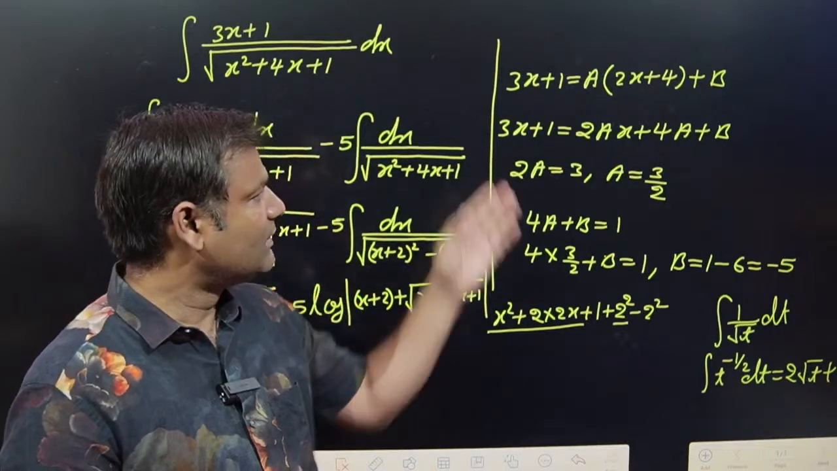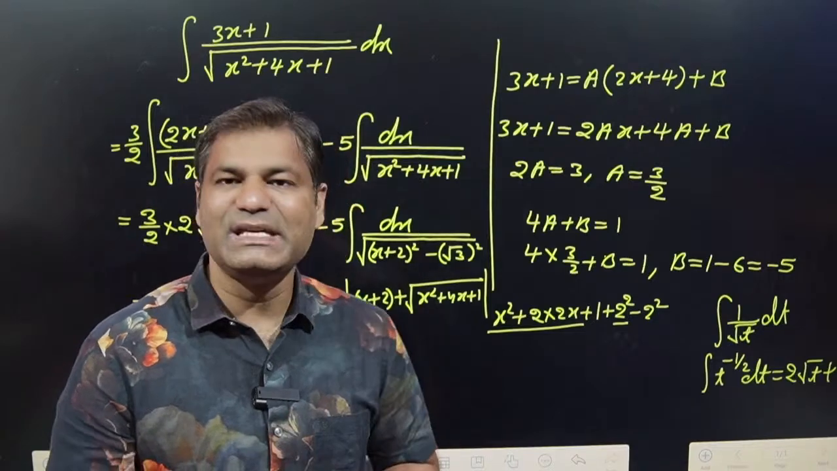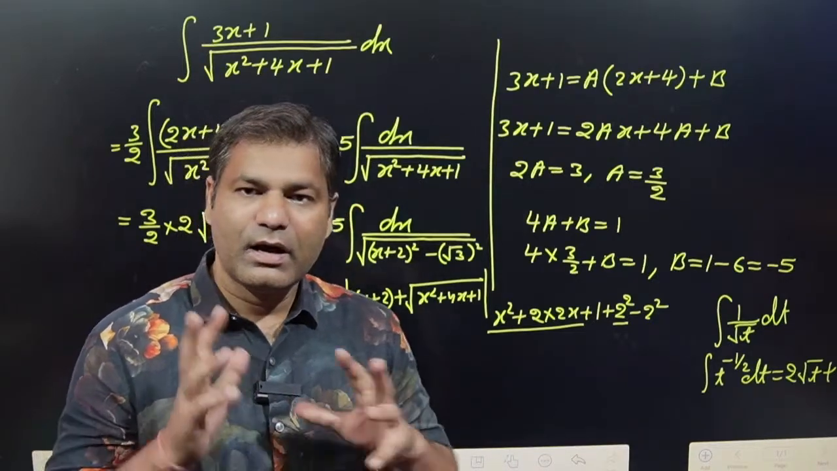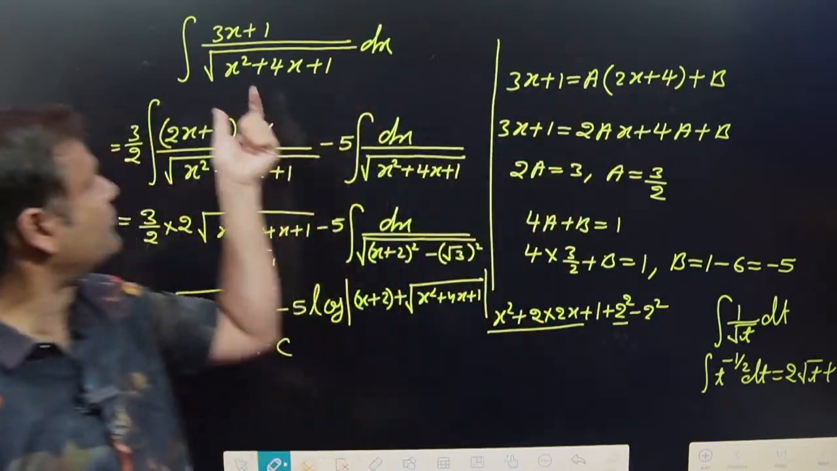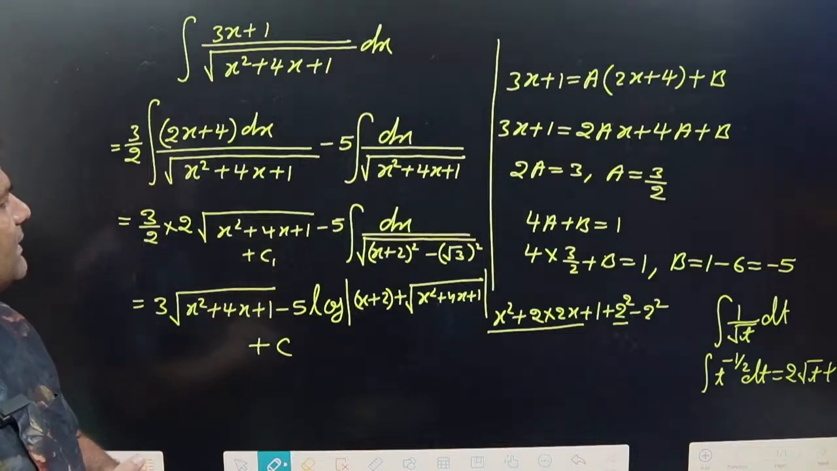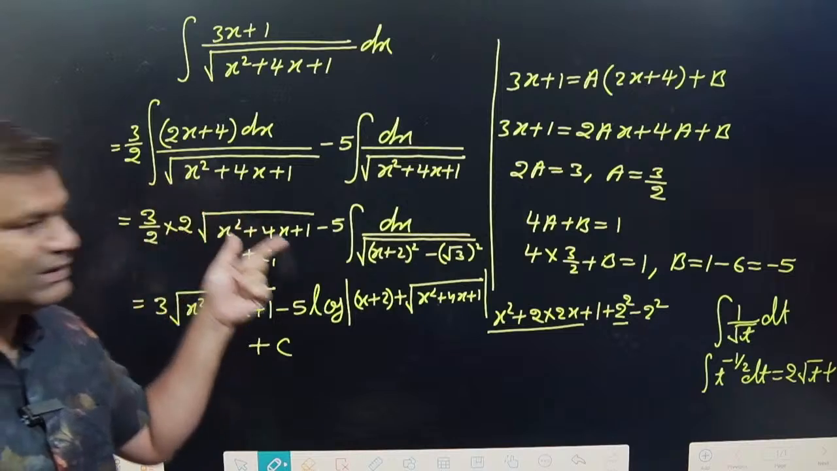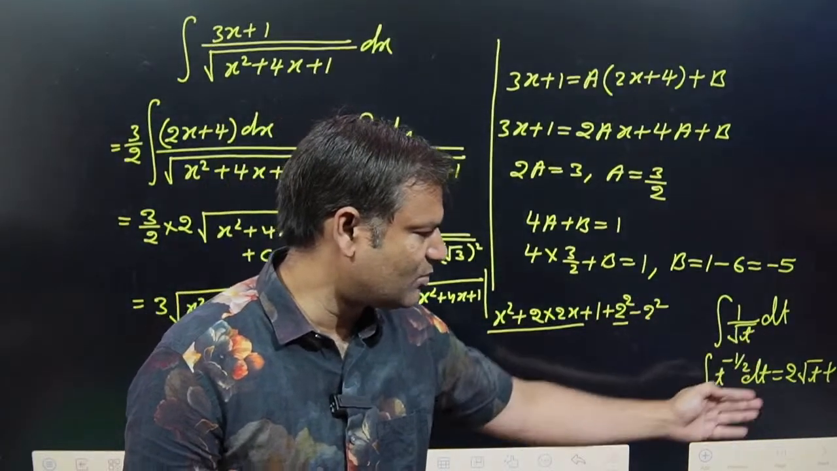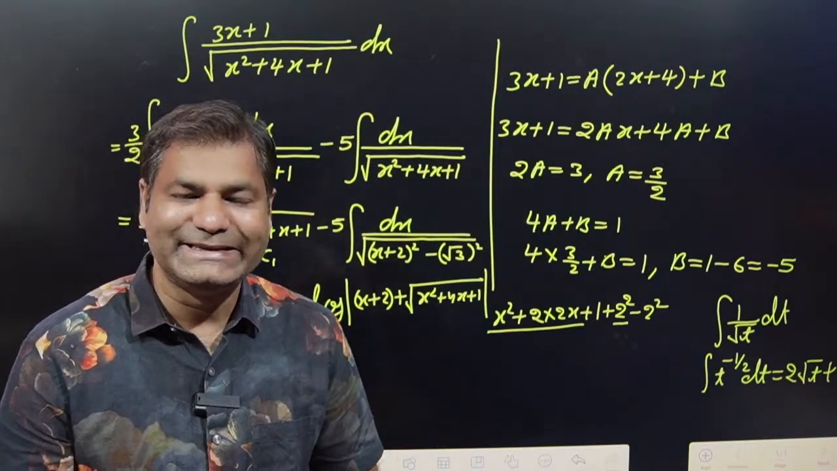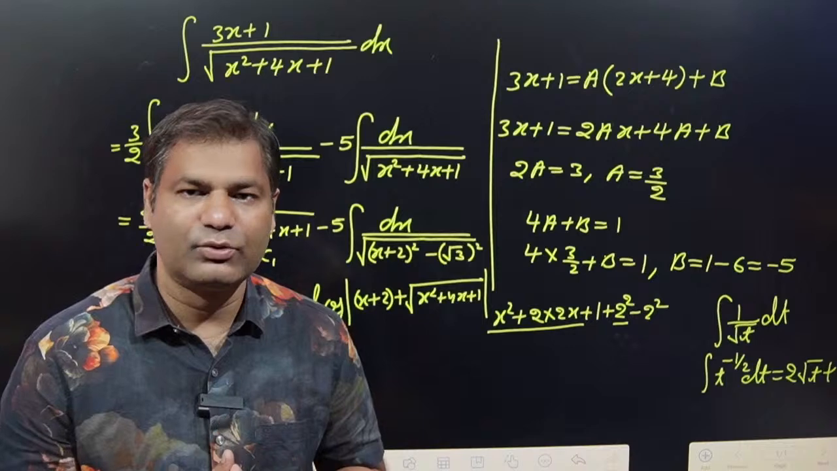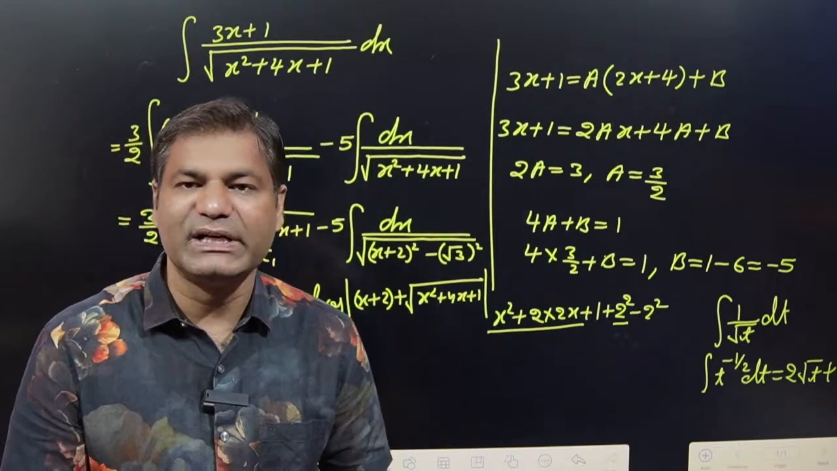After that, comparing both sides, we get a and b. A is 3 by 2, b is minus 5. These two values are replaced here. Now what about that value? Basically under root t and here dt. So 1 upon under root t dt, integration of 1 upon under root t dt is 2 times under root t plus constant c.